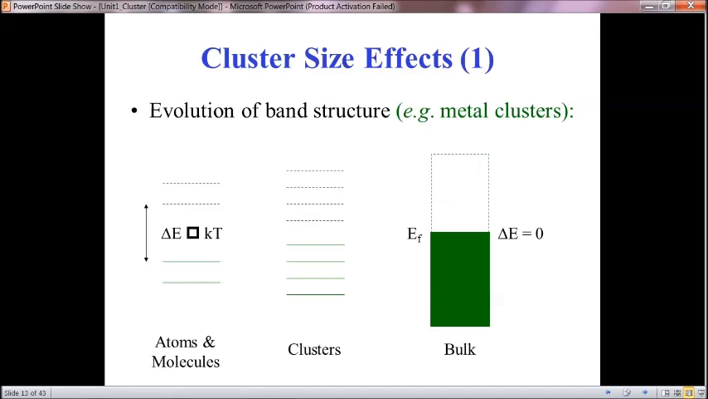On studying cluster size effects, first we have to see band structure evaluation. So here we are taking metal clusters as an example. In most of the atoms and molecules we notice an energy band gap will be there. In clusters it is well defined with a periodic difference, but in the bulk material there is no band gap between the valence and conductive bands.